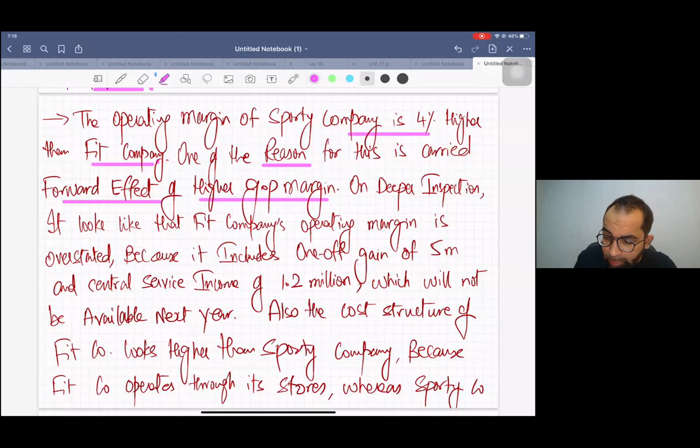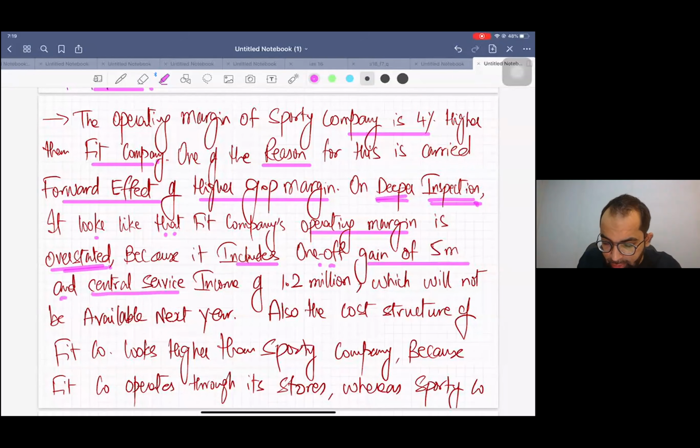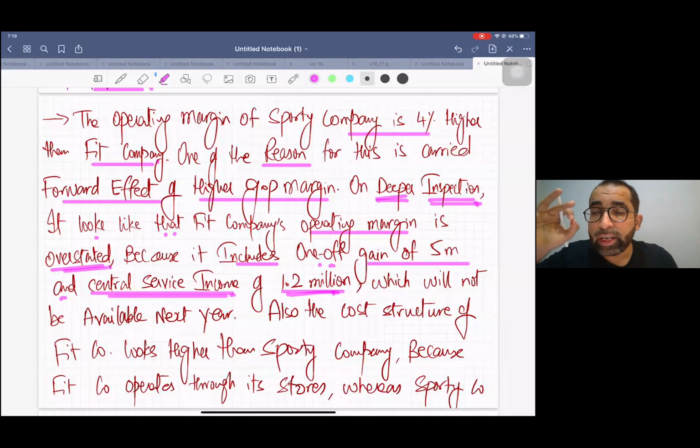Then, on deeper inspection, by digging down, it looks like Fit Company's operating margin is overstated. I told you it's artificial. Fit Company's operating profit included a few things which will no more be part of Fit Company from next year, because it includes one-off gain on disposal of 5 million and central service income of 1.2 million. You remember 100,000 multiplied by 12, which will not be available next year.